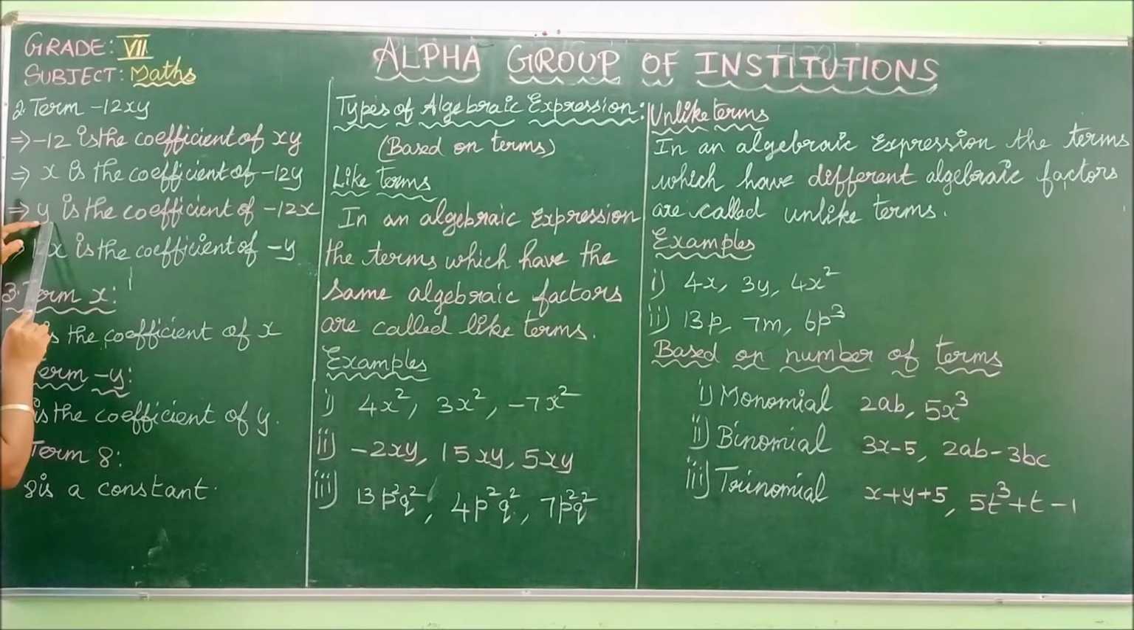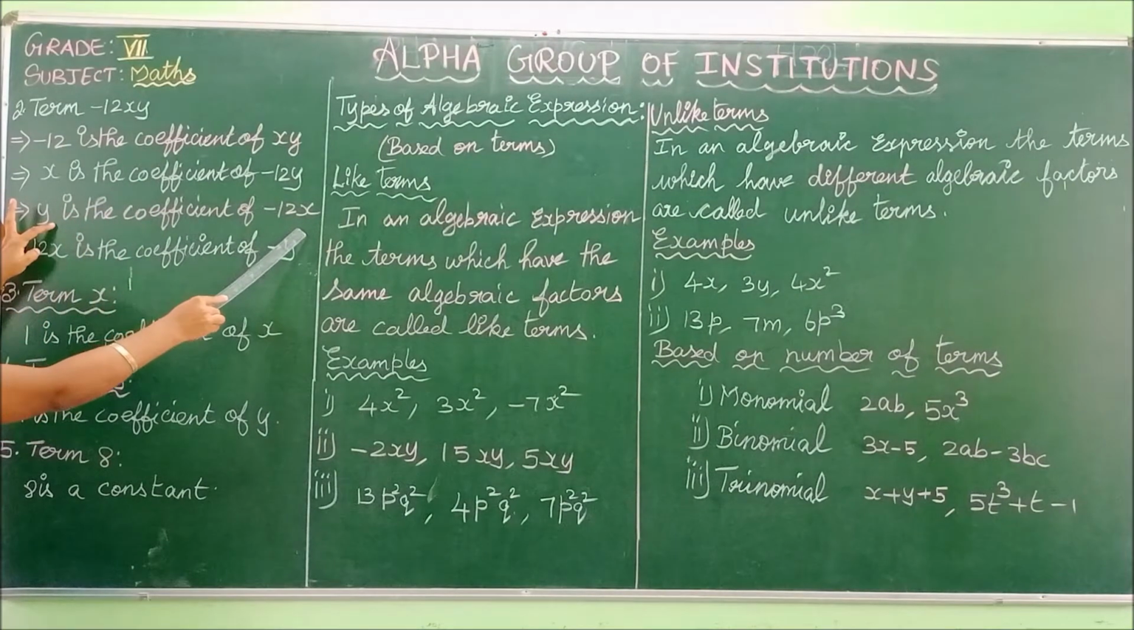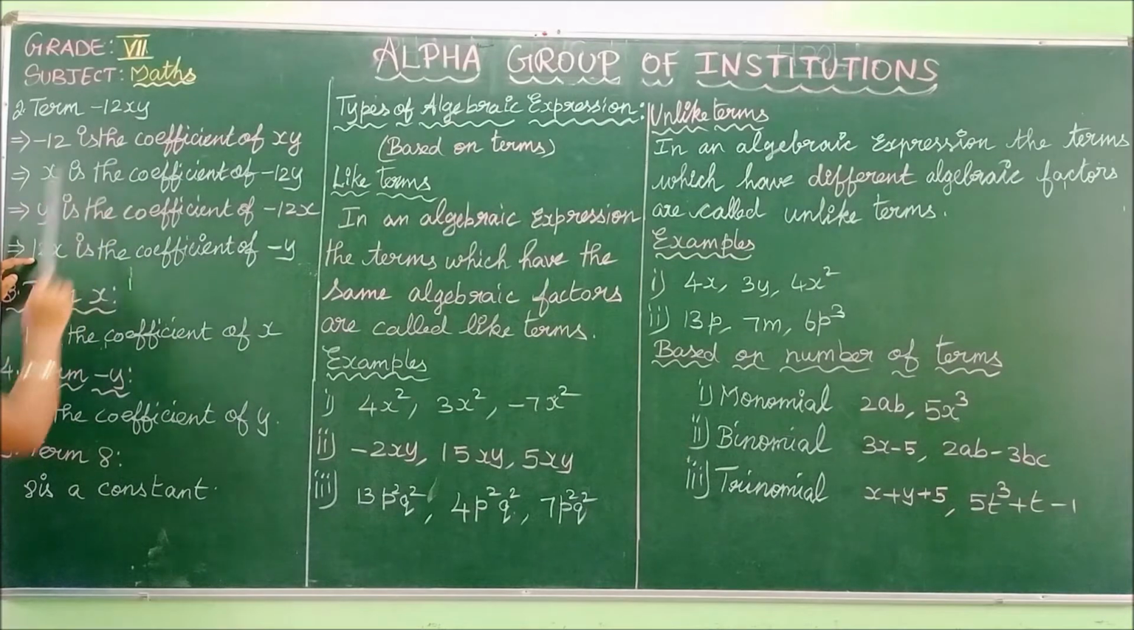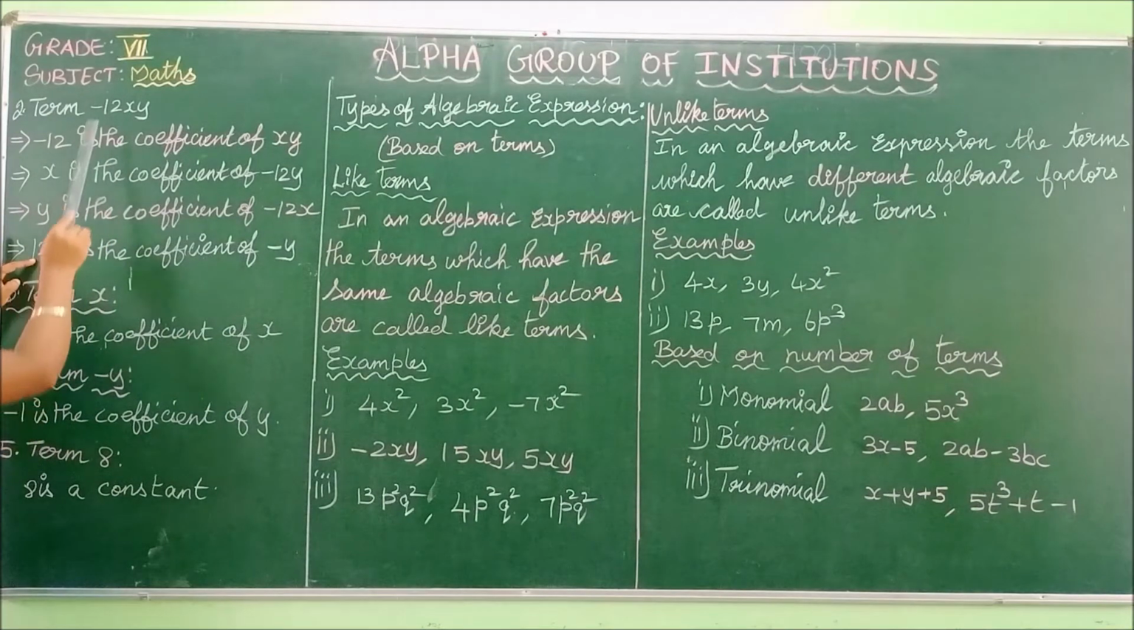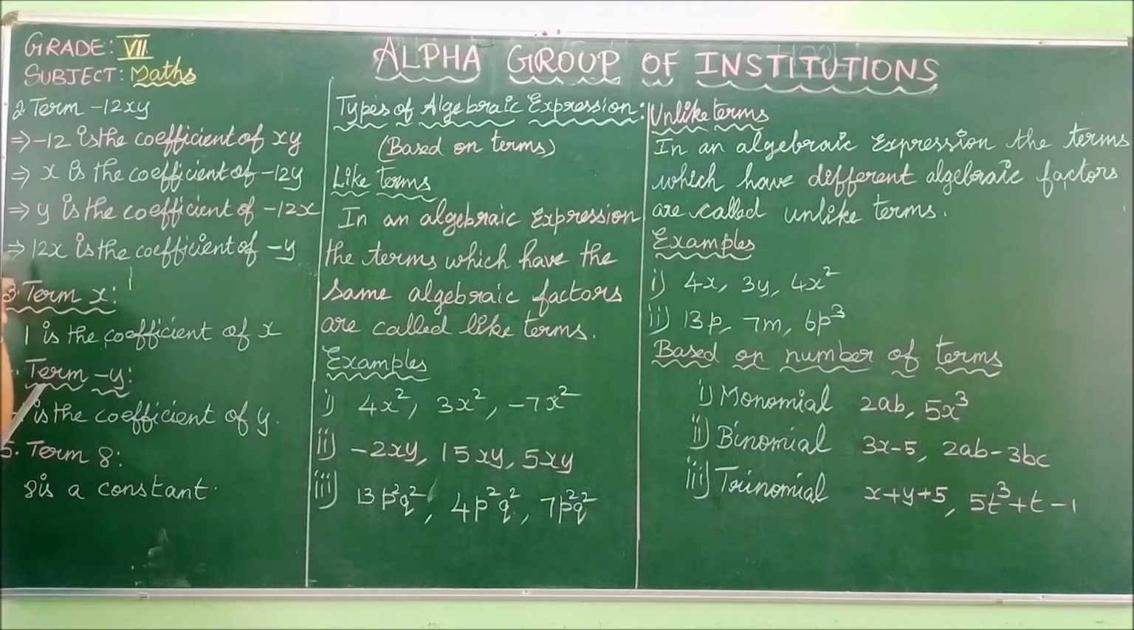And next, how can you say y? Y is the coefficient of minus 12x. Next, minus 12x we are writing here. So the remaining values are what? Minus and y. So 12x is the coefficient of minus y. I hope you understand this.